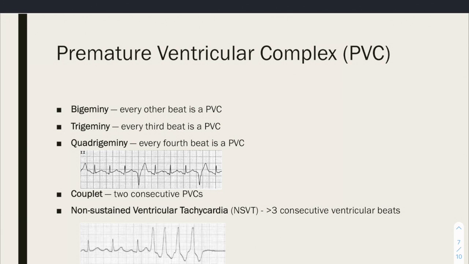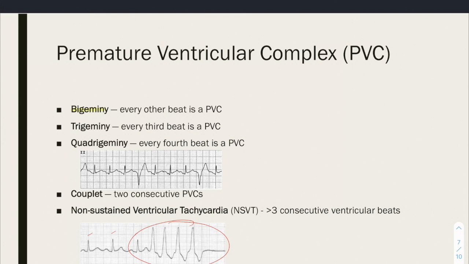And then here are a couple examples of different types of PVCs. This week we had bigeminy, which means that the ectopic beat occurs after every other beat. But we also have trigeminy, quadrigeminy, couplets, in which 2 PVCs occur next to each other, and then something called non-sustained ventricular tachycardia. This is where you have more than 3 consecutive ventricular beats, and that's what you're seeing in this example here: these are normal, and then you have 4 PVCs going next to each other.